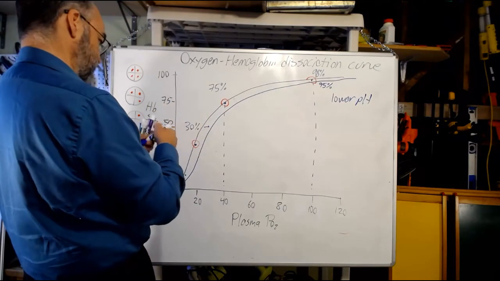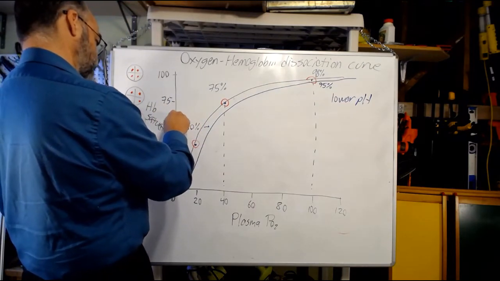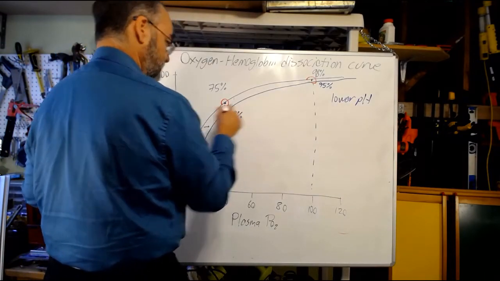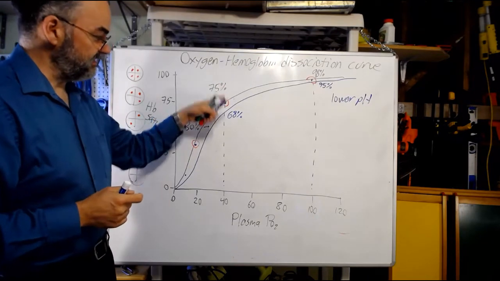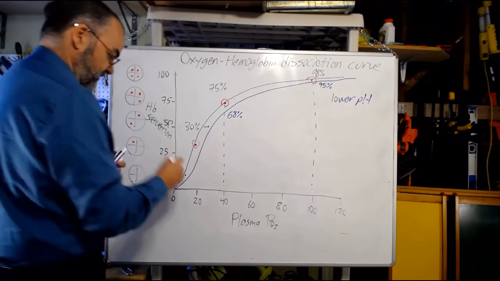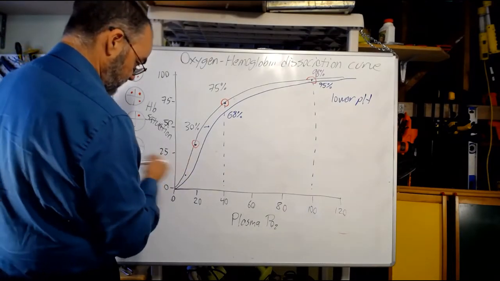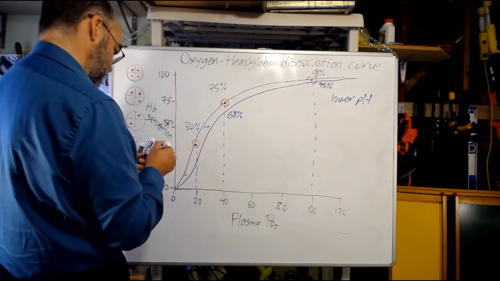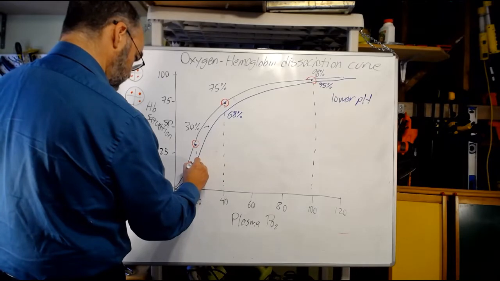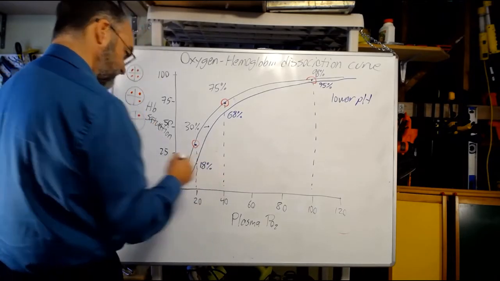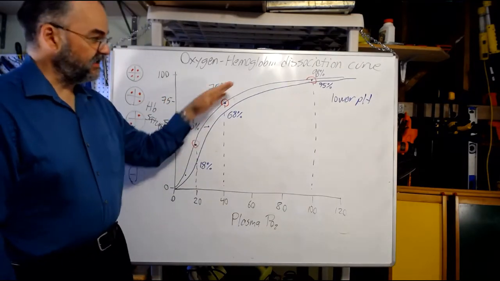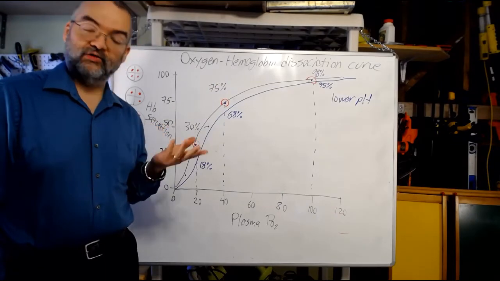This looks like it might be down around, let's see, 50, 60, 70. That's probably something like 68% saturated. So it's now 10% less saturated than it was. And down here, it's even more dramatic. At a PO2 of 20, looks like maybe I'm down around maybe 18%. So as the pH gets more acidic, the hemoglobin saturation tends to drop. It tends to hold less oxygen.